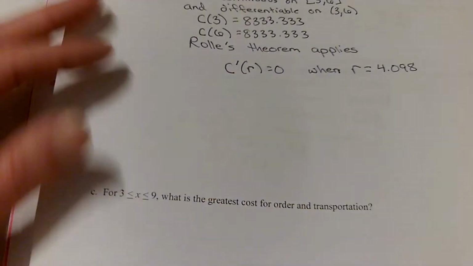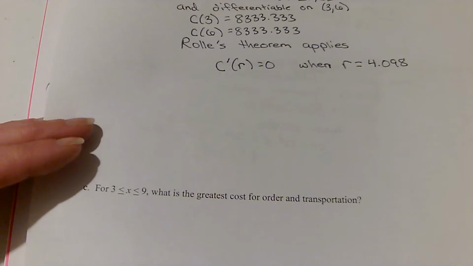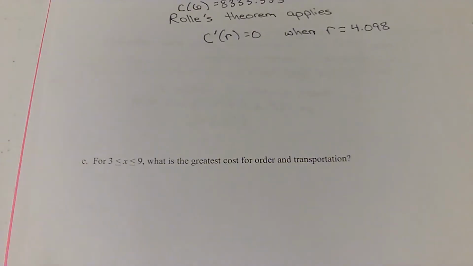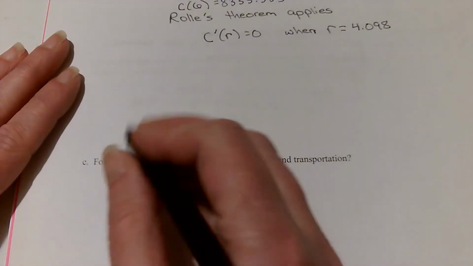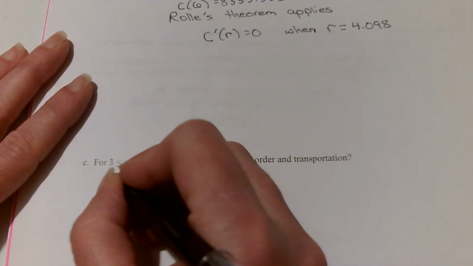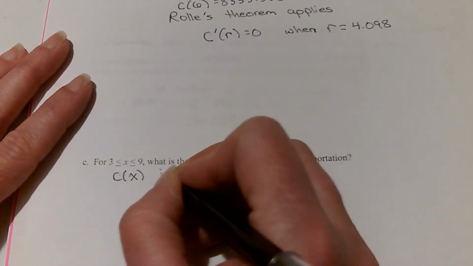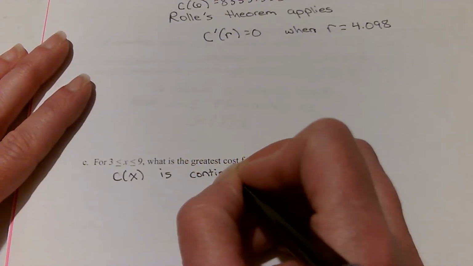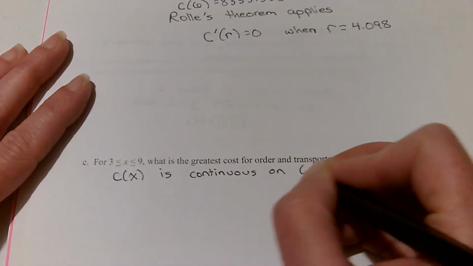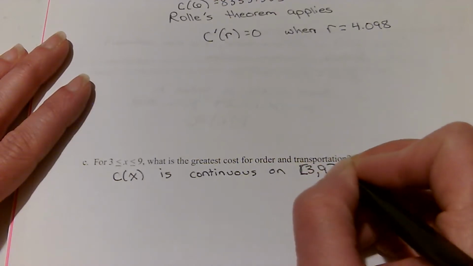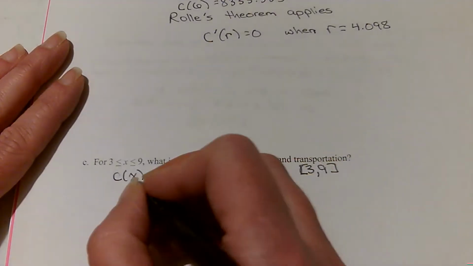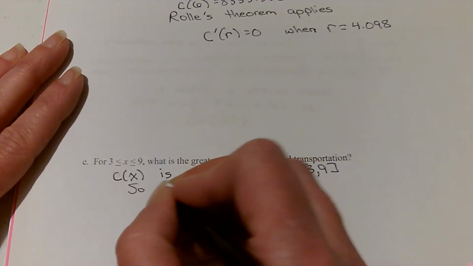For 3 to 9, what is the greatest cost? So remember there's a couple of things here. To find the greatest value, we're talking about an extreme, an absolute maximum. So we're good from 3 to 9. It is continuous. We've already said it was continuous from 3 to 6, but I would say C of x is continuous on 3 to 9. So EVT applies.